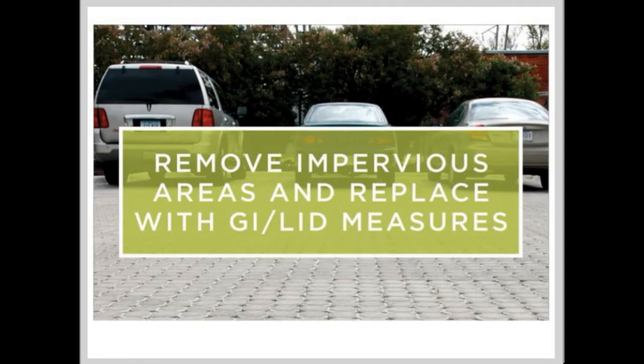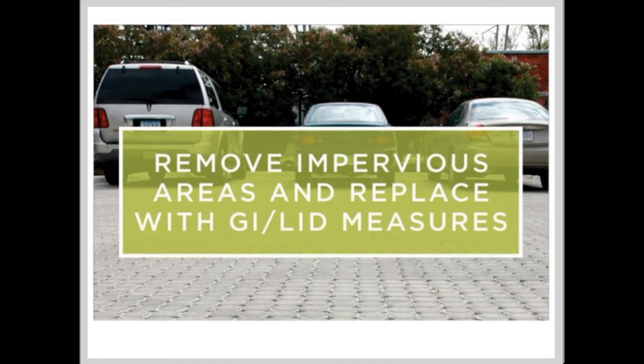Here is something to note for both the exam and project implementation. Impervious areas that are removed from the site and replaced with GI or LID measures, such as vegetation or pervious pavement, can contribute to meeting the credit requirements. In this case, the credit requirement is met if the redeveloped site's GI or LID measures can capture and treat the runoff from at least 25% of the baseline impervious area, that is, before site redevelopment.